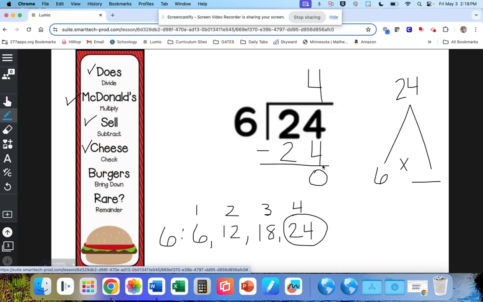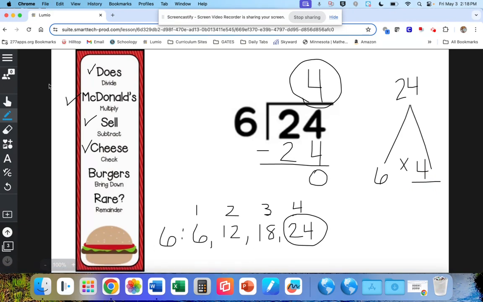Now we have no more digits to deal with, and we ended at 0 here. So our answer is 4. So we know the missing fact family is 4. 24 divided by 6 is 4.